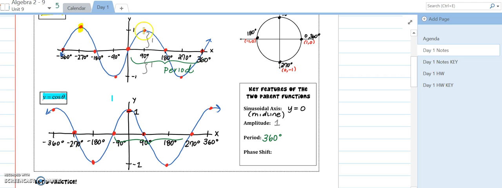Some students like to do the distance between two high points. Here it's pretty easy to see it's 360. You could also do the distance on the x-axis between two low points. It doesn't matter how you do it, but you're trying to see a full wave. So again, in the sine graph, here's a nice full wave. Here's a full wave on cosine, but these graphs look very similar. The big thing to remember: sine starts at the midline, cosine starts high.